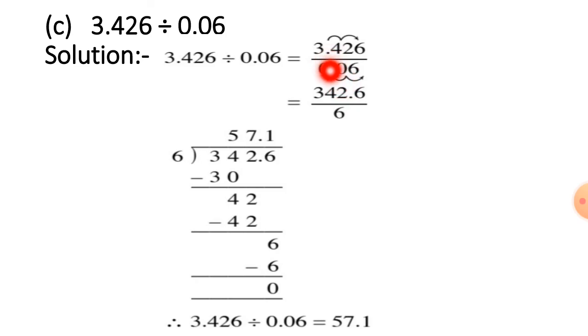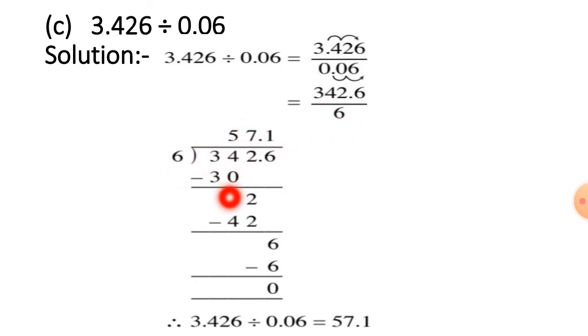You can see that the point is between 3 and 4. It has been shifted to between 2 and 6. You can see this one. And in the denominator, we are going to shift the decimal point to the end. It becomes 6 as a whole number. Now we are going to divide these.